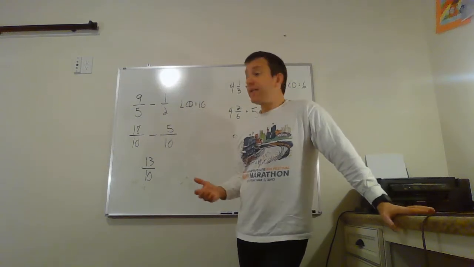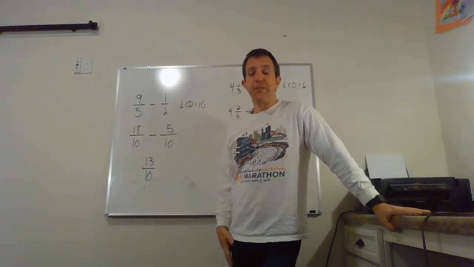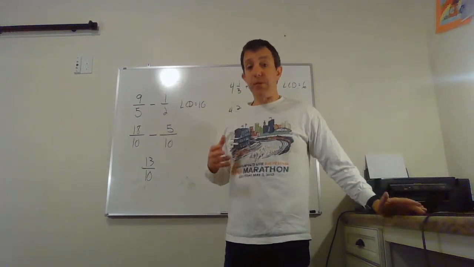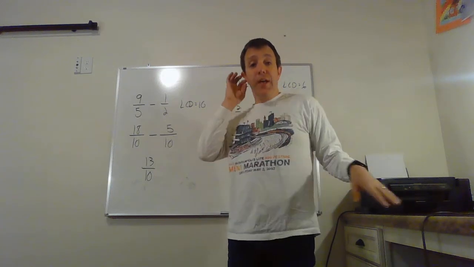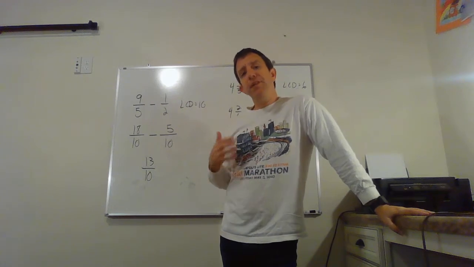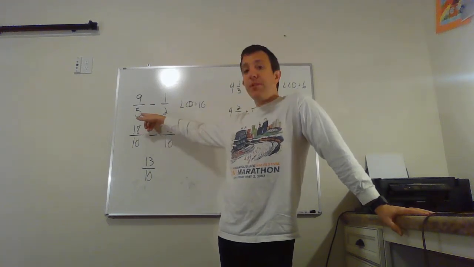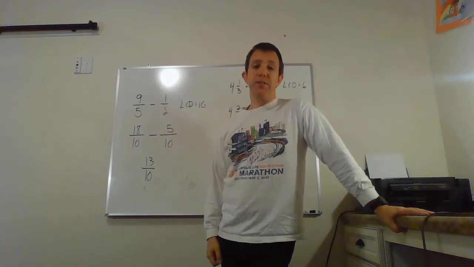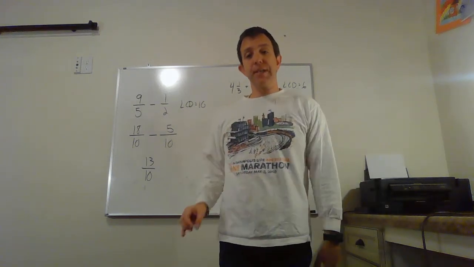All right, my next example, 9/5 minus 1/2. 9/5 is, of course, an improper fraction, but that's okay. One thing to know is that we're going to do mixed numbers here in just a minute, but if you want, you can always change them into improper fractions to do the addition or subtraction. Some people find that to be a lot easier.